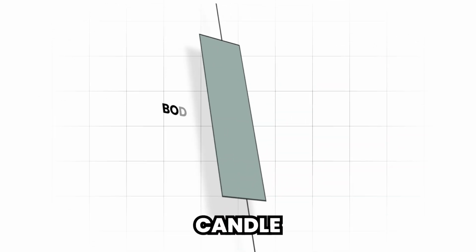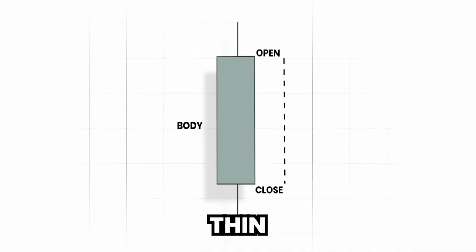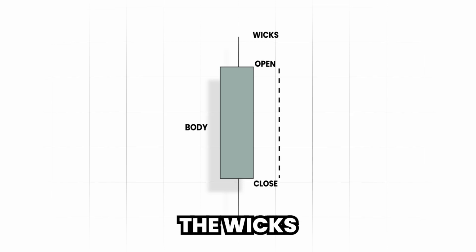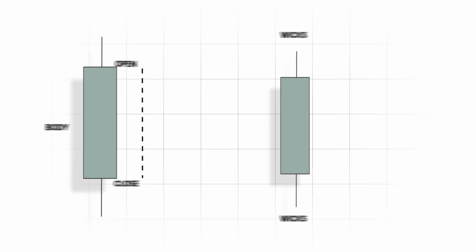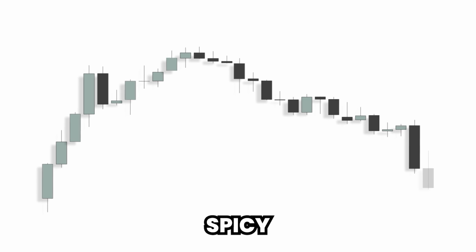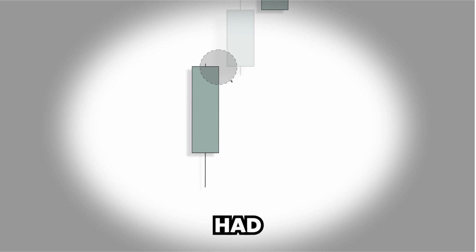The thick part of the candle is called the body. It shows the distance from open to close. The thin lines above and below, those are the wicks. They show how far the price moved before settling. Here's where it gets spicy. Take any candle and divide it into 3 parts, top, middle, and bottom. Where it closes tells you who had the upper hand.